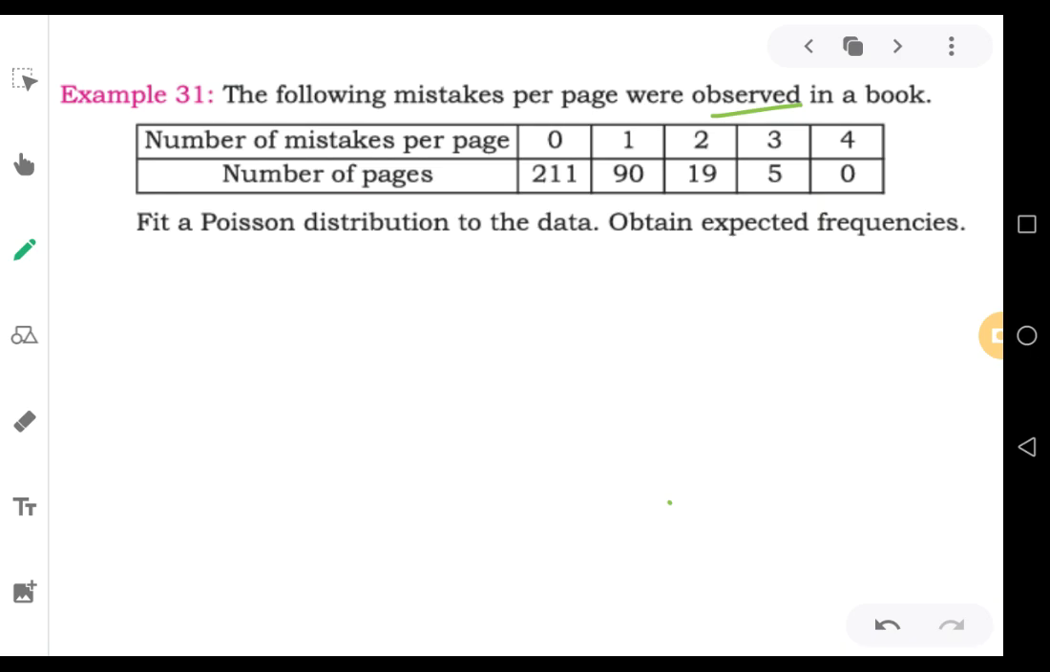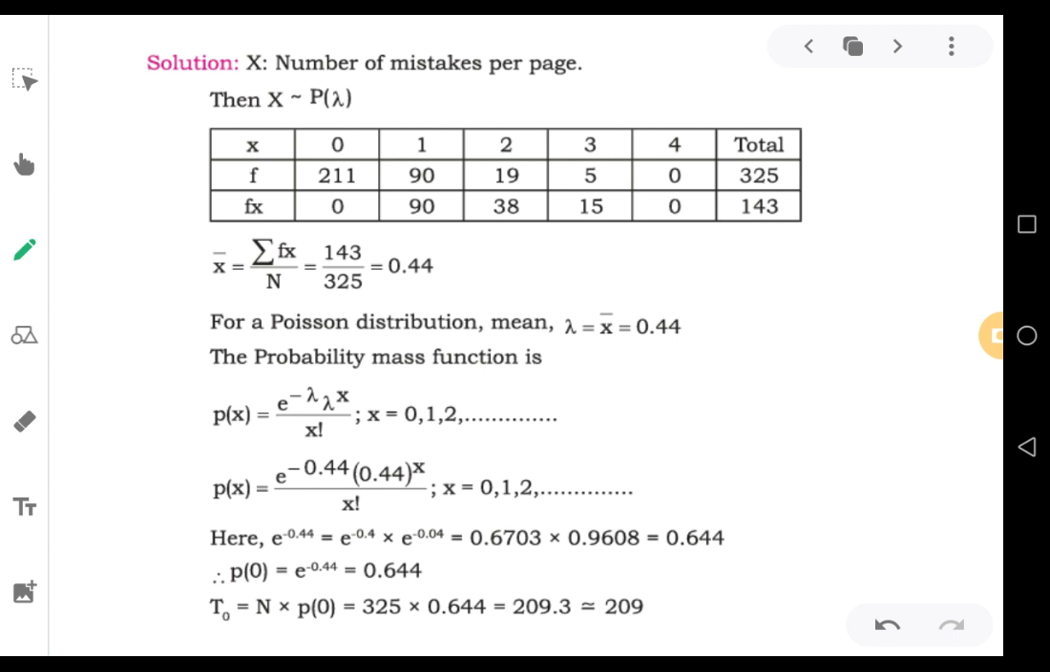So one mistake in 90 pages, 2 mistakes in 19 pages, 3 mistakes in 5 pages, and 4 mistakes in no page. So with the help of this table we are going to fit a Poisson distribution and obtain expected frequencies. Let us see how to do that.